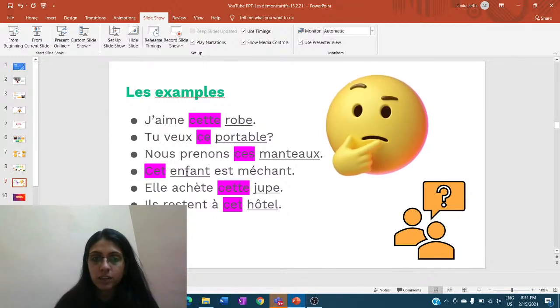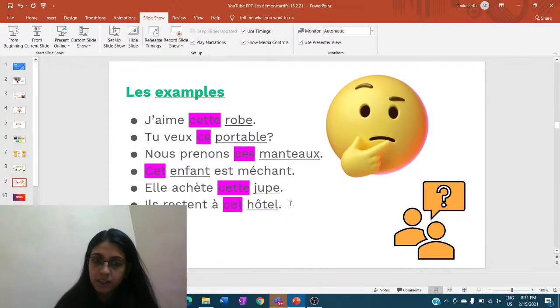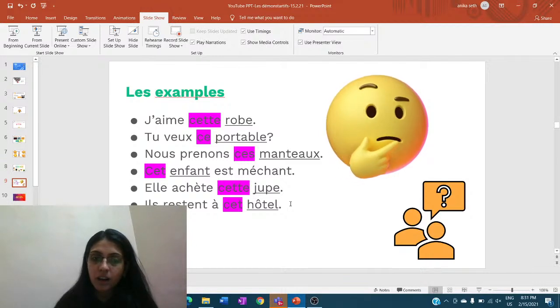Il reste à cet hôtel. Last one. Hotel also falls under the same category, masculine singular starting with vowel. So we will use CET. Il reste à cet hôtel. CET. Right? So if anyone has any doubt in any of these sentences, you can just write in the chat box.